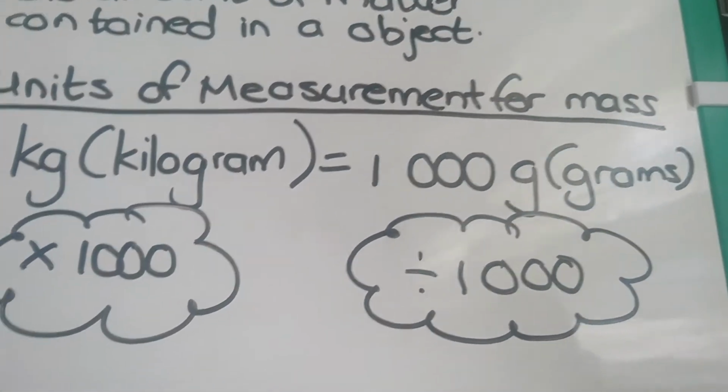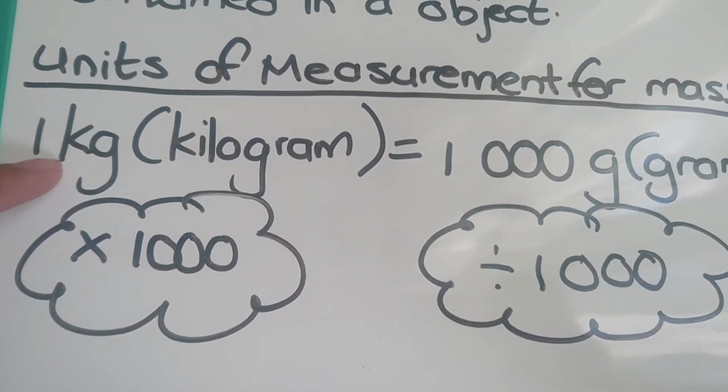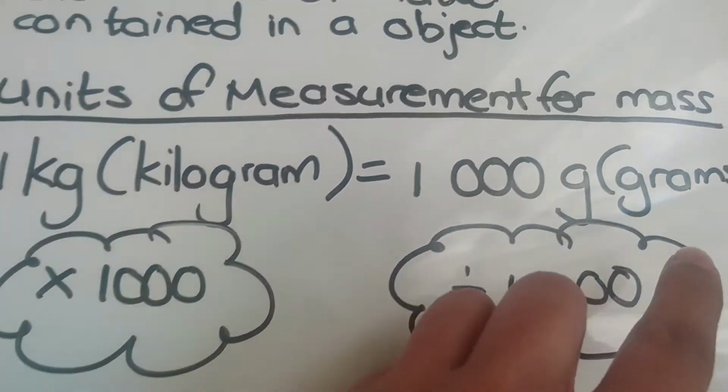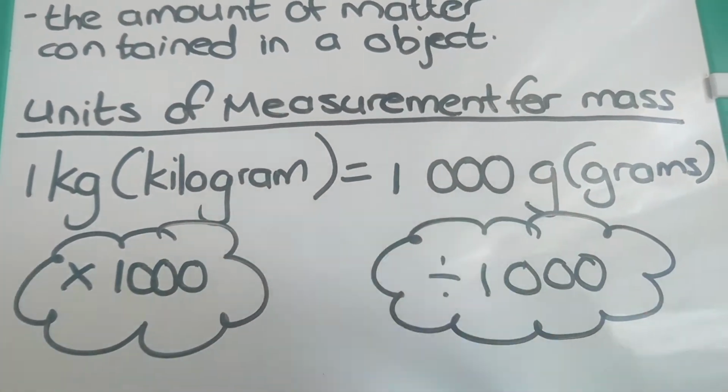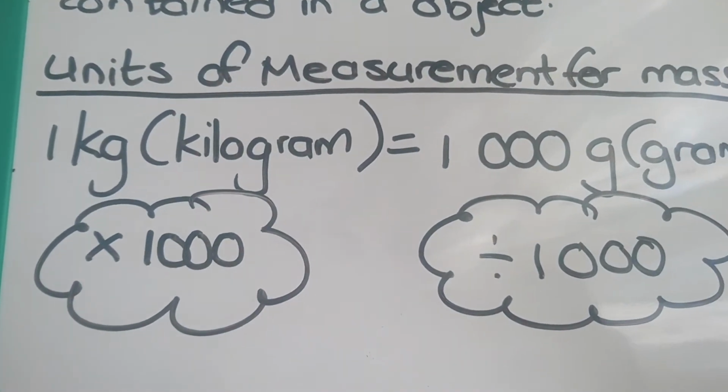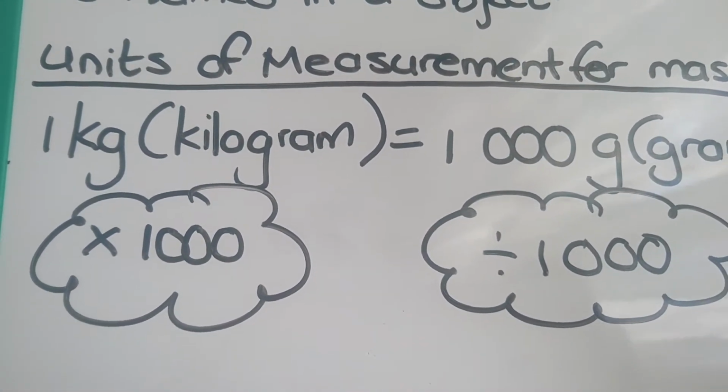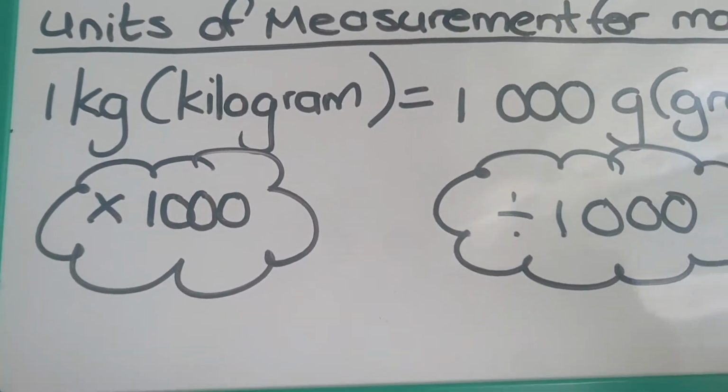Now over here we have kgs, right? And here we have grams. You will see that 1 kg equals 1000 grams. Now you have already done this before, okay? So you should have an idea of what I'm speaking about, okay?